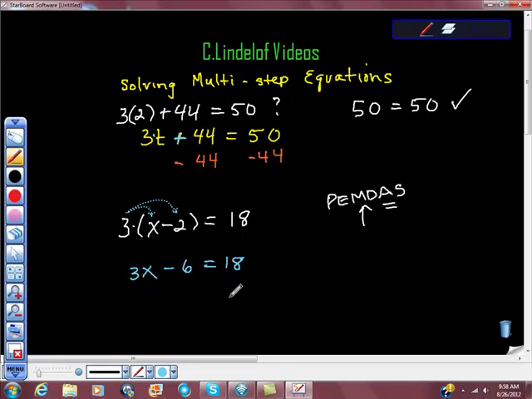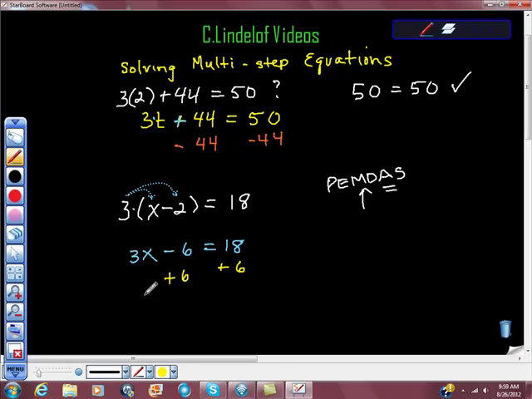Now we get our problem to a problem that looks more like the problems that we're used to, I think. Now what we're going to do is this. Remember, we have 3 times x here, but we have to get rid of our addition or subtraction first, so we have our subtraction here. So I'm going to add the opposite of negative 6, which is positive 6, to both sides to keep the equation in balance. And when we do that, we get 3x. Negative 6 plus 6 is 0, and 3x plus 0 is still just 3x. And 18 plus 6 is 24.